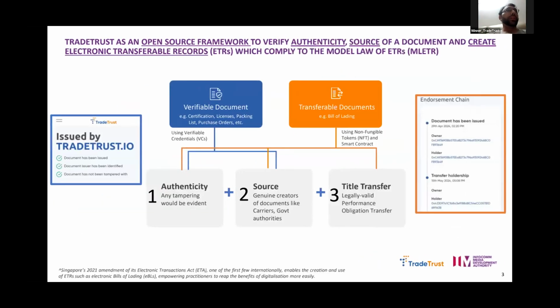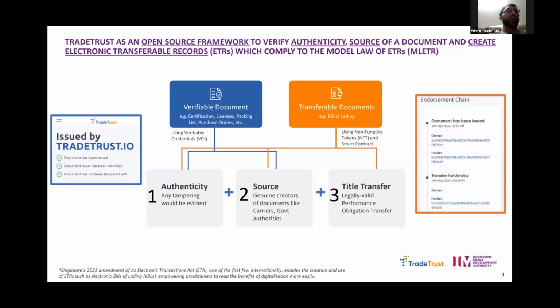So what do we do about it? What we at IMDA have come up with is TradeTrust, an open source framework, and it aims to verify the authenticity and source of a document using decentralized methods and create electronic transferable records, which comply with the Model Law on ETRs. We categorize these documents into two buckets, verifiable documents and transferable documents.